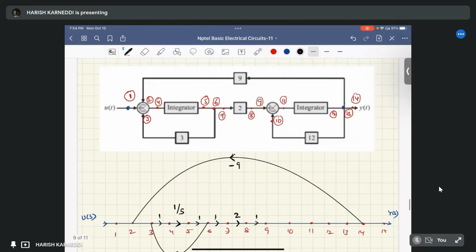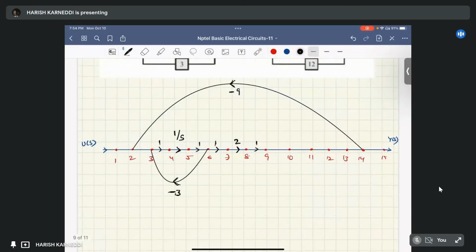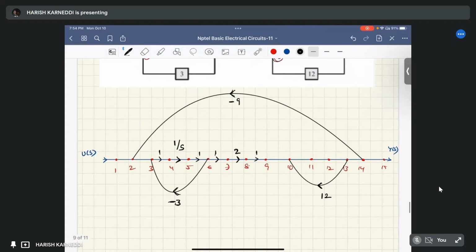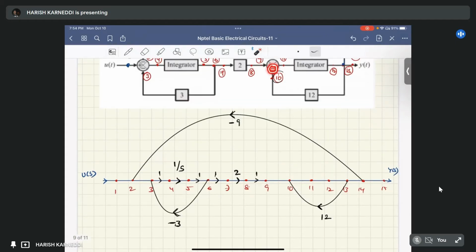Okay, then this is 10 and this is 13. So from 13 to 10, there is one path which is having a gain of 12. We are drawing from 13 to 10, right? It is 13 to 10, which is having a gain of 12. What about the sign? The sign here is negative.